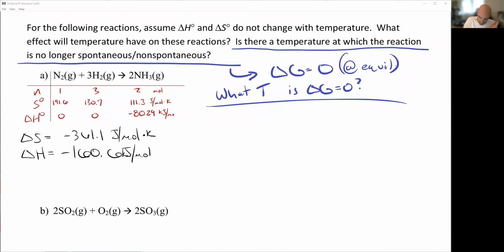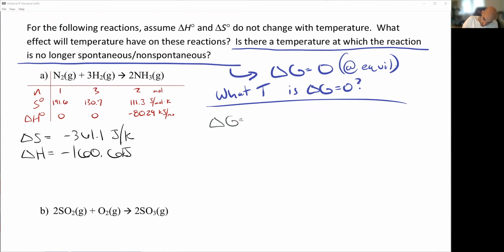Actually, not even mole. The mole shouldn't be there because they're going to cancel out. So it is joule per Kelvin and kilojoule for that one. Okay, so let's do this calculation then.